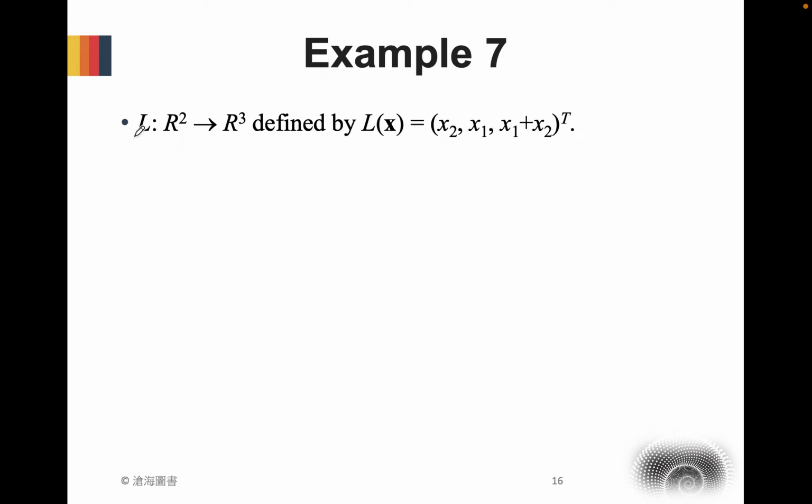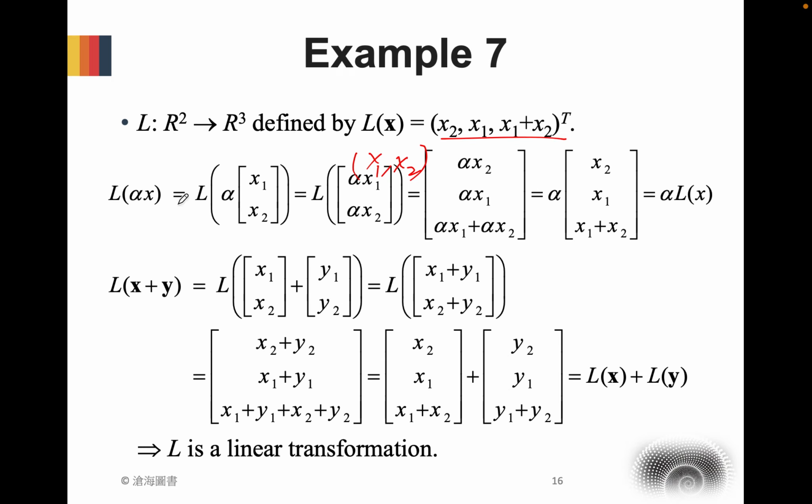So let's see some other example. If there is a mapping L from R2 to R3, okay, that means if the input is a two-dimensional vector, we can map it into a three-dimensional vector. For example, here, input is x1 and x2. The result would be x2, x1, and x1 plus x2. So this mapping defines a mapping from R2 to R3. Okay, so let's check if it satisfies the property of linear transformation.